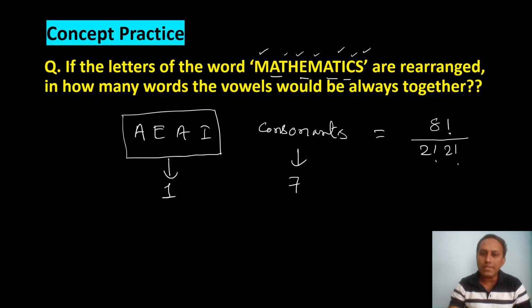Now for one such arrangement, we can also rearrange the vowels among themselves. So when I rearrange them, look at this, inside the group we have 4 letters.